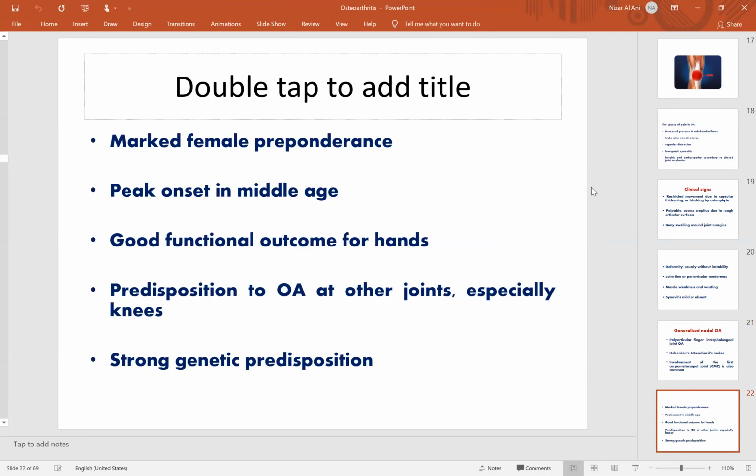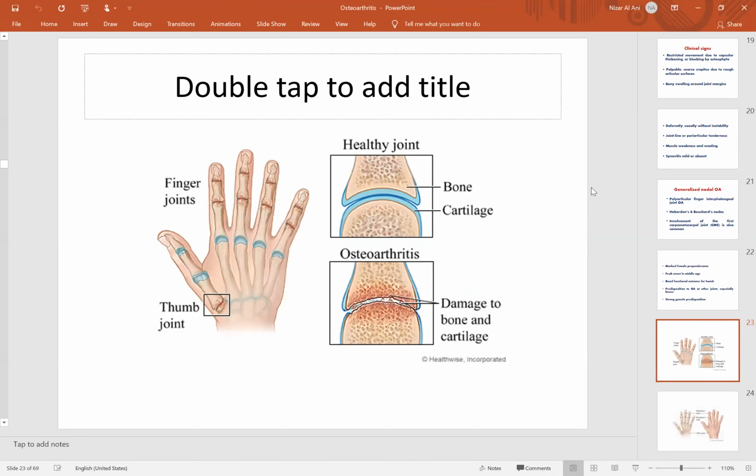This special entity of osteoarthritis is also more common in females. The peak age of onset is middle age. The function is preserved in these patients, in contrast to hand involvement in rheumatoid arthritis. There's a predisposition to other joints like the knee or hips. There's a strong genetic predisposition. It is actually a familial condition.